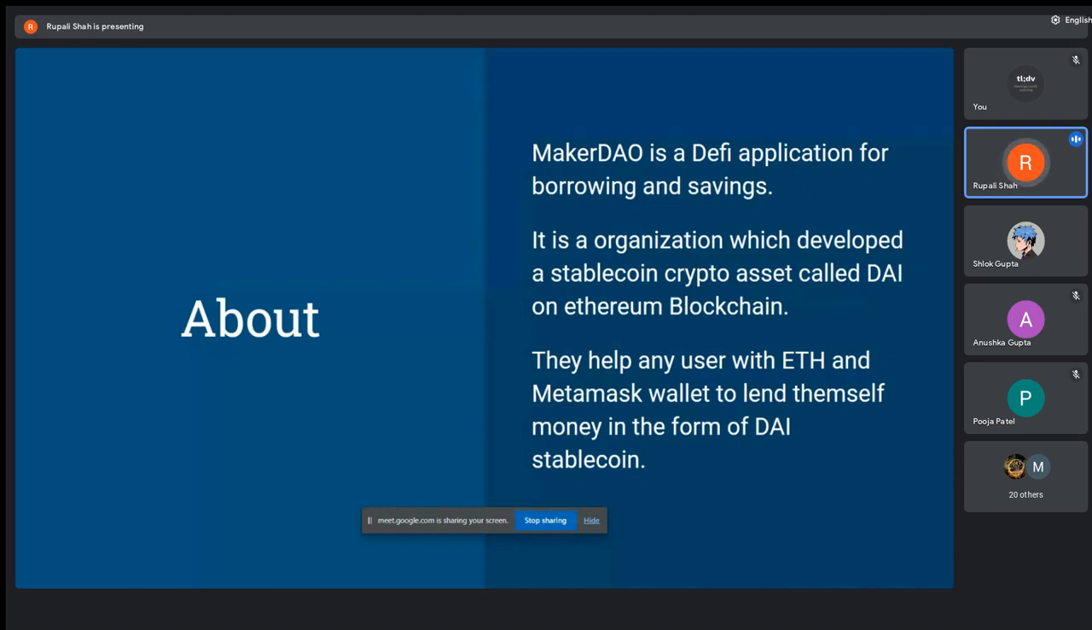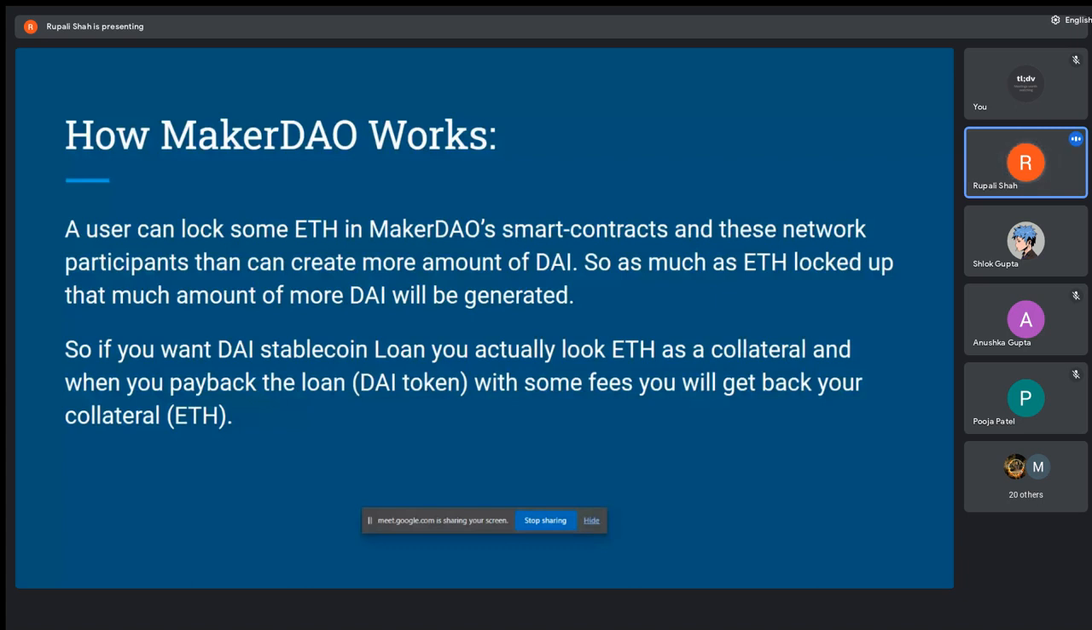Now, what MakerDAO does is it takes the Ethereum from the user, and against the collateral you have locked, they mint some DAI tokens, and that DAI token is provided to the user, which the user can then use in Yearn Finance or any other DeFi application to make more money or do anything with that. And whenever you have to repay the loan, you return the DAI token and some fees, and then your collateral, which is Ethereum, will be given back to you.